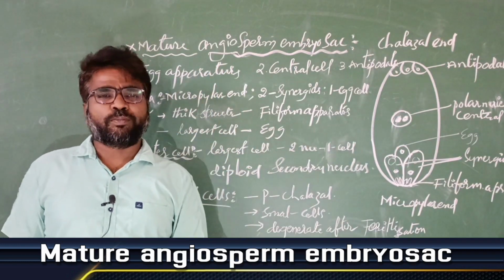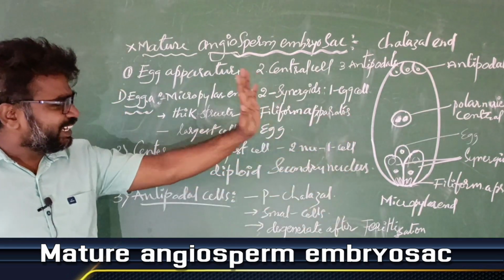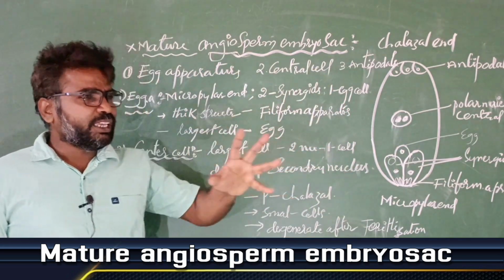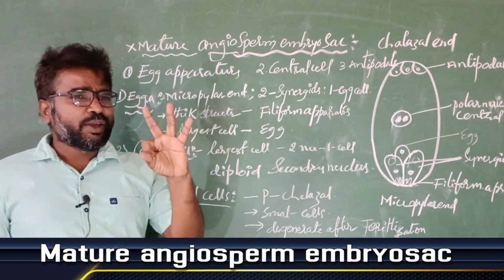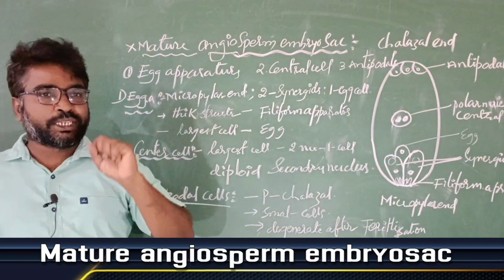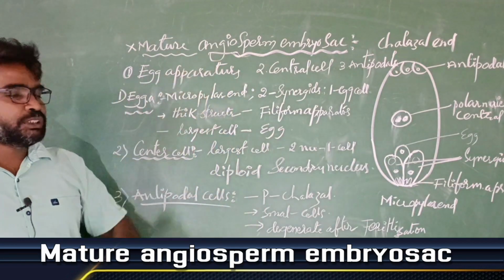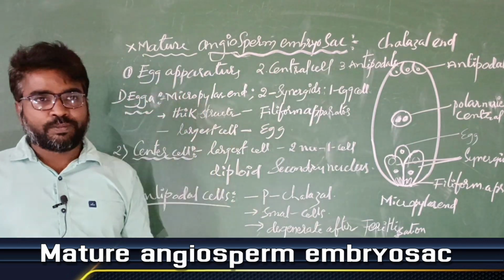It's a very important question. My dear friends, here you draw very neatly and very easily. This is the diagram and these are the side headings. In this, majorly three parts are there. Number one is egg apparatus. Number two, central cell. Number three, antipodal cells.